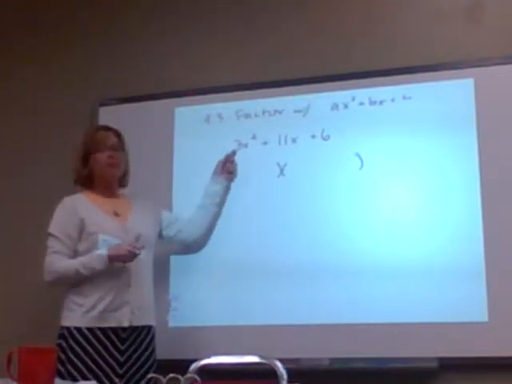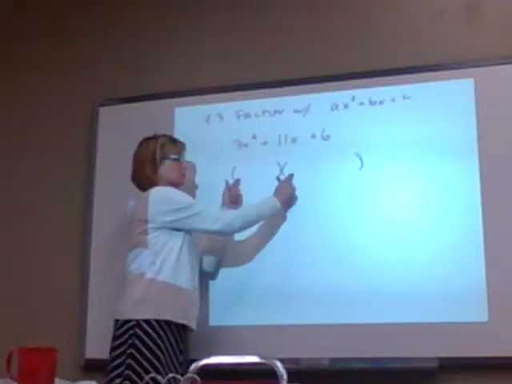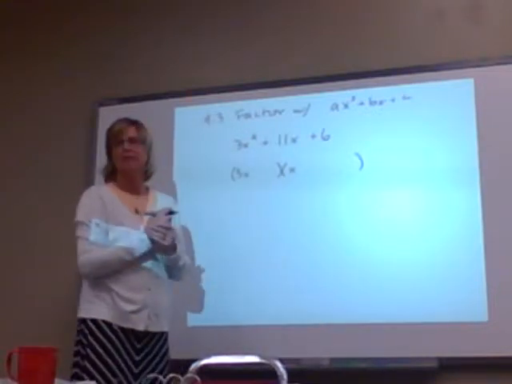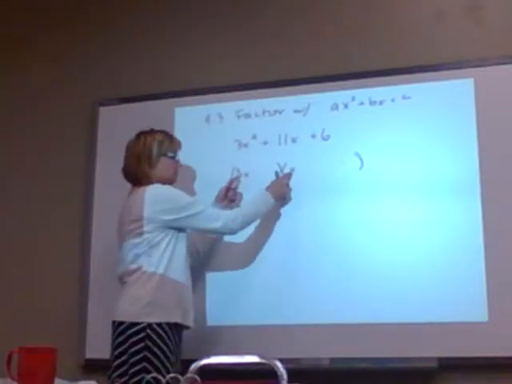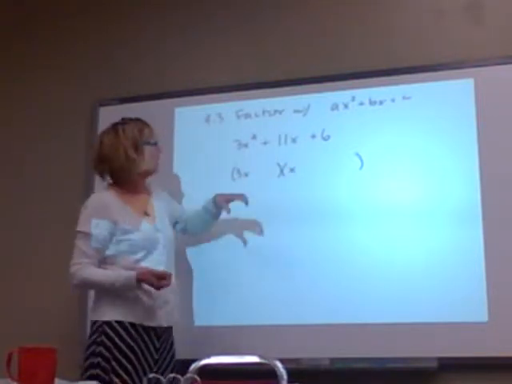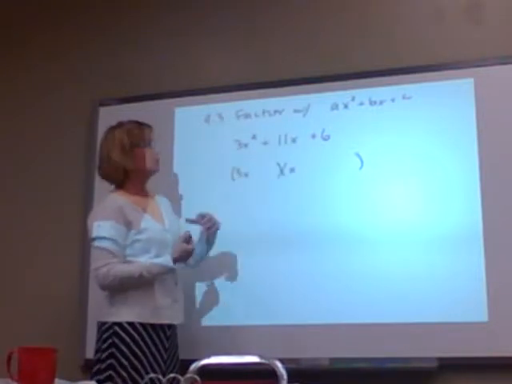But now I have a 3 here, right? So to get 3x squared by multiplying first times first, I have to have a 3x and an x. It's still the only option, so I can still fill that in. It's just not guaranteed to be x and x. I have to think about what are the factors of 3. Because it's prime, it's 3 and 1. So that does help a little.